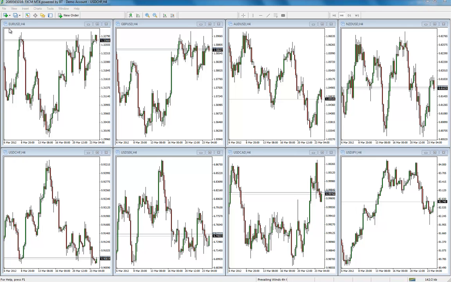Up on top here, you can see the euro against the US dollar, the pound against the US dollar, the Australian against the US dollar, and the New Zealand against the US dollar. On the bottom, we have the opposites: the US dollar versus the Swiss, the US dollar against the Swedish krona, the US dollar versus the Canadian, and the US dollar versus the yen. So basically, this is a set of currencies that would assist me to get a better idea of what the US dollar itself is doing.